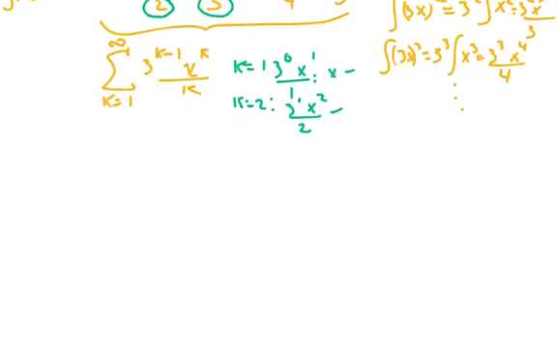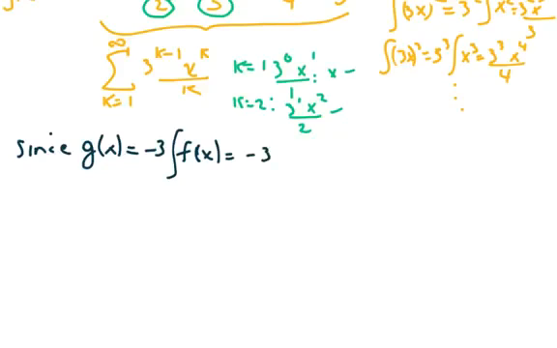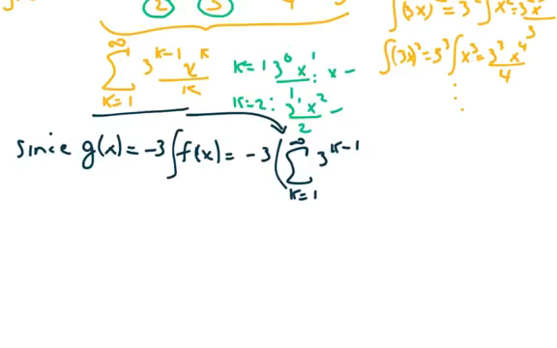Now, we know from the original relationship that g of x is equal to minus 3 times the integral of f of x. So let's just drop in what we know. This is minus 3, and the integral of f of 3x is right here. So let's drop that down into here and clean it up a bit. So this is k equals 1 to infinity, 3 to the k minus 1, x to the k over k.